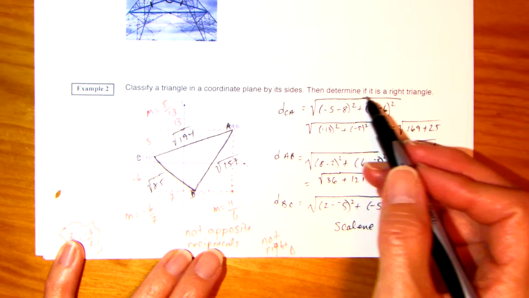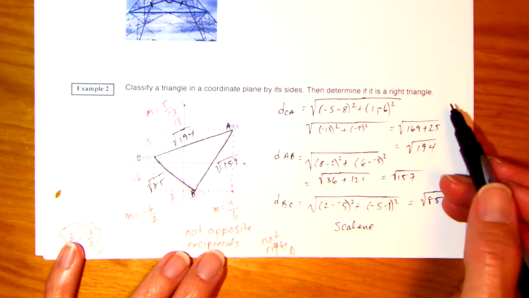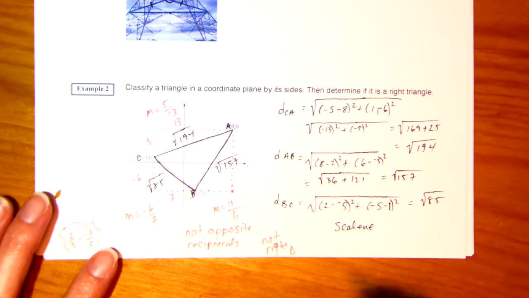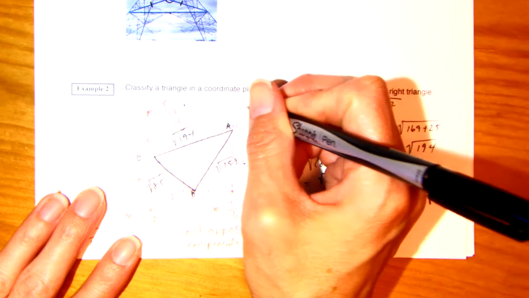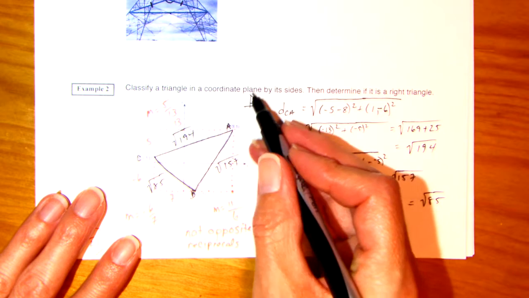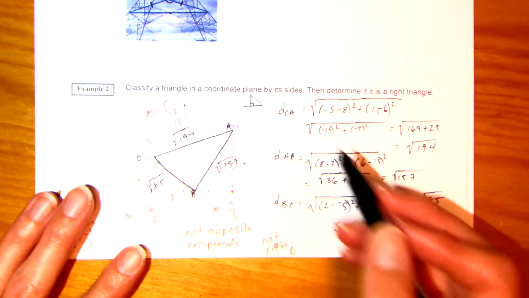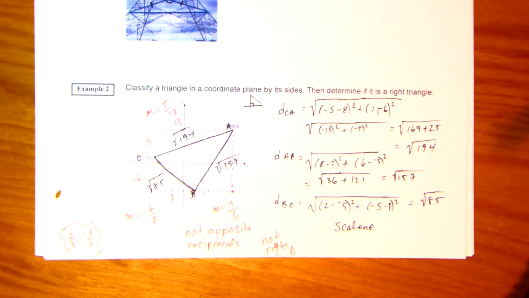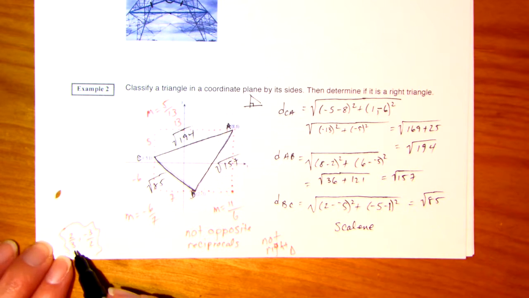Now, determine if this is a right triangle. Well, how can you tell if you have a right triangle? Well, if you have a right triangle, you're going to have perpendicular lines. And how can you tell if you have perpendicular lines? Remember before, parallel lines have the same slope. Perpendiculars will have opposite reciprocal slopes. This could be an example.